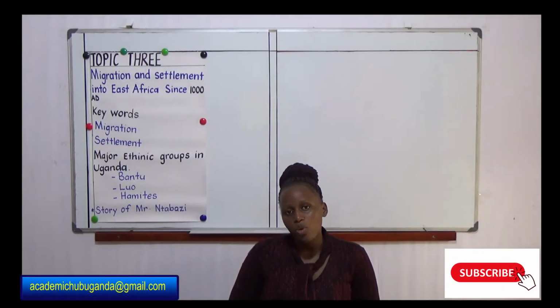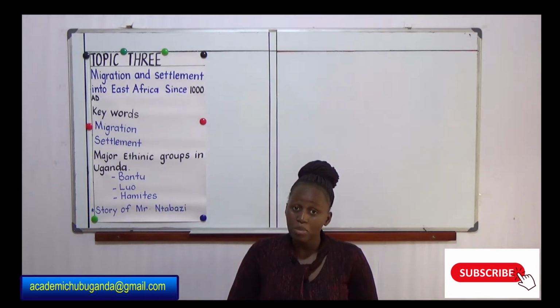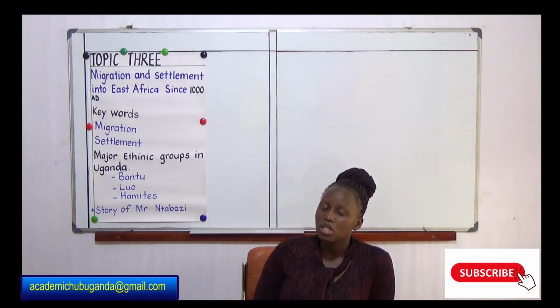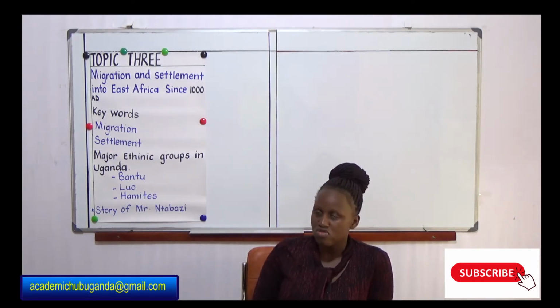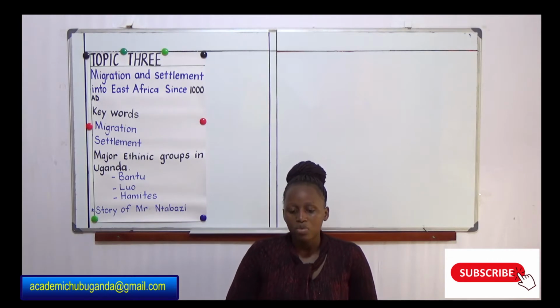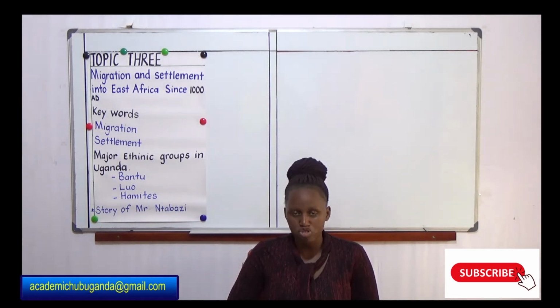We covered topic 1 and also topic 2, which was talking about the origin of man. So now we're going to talk about topic 3, and it is talking about migration and settlement in East Africa since 1000 AD. We have keywords which are in the statement. It is talking about migration and settlement.